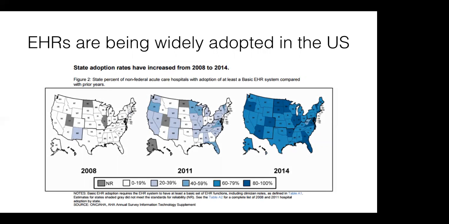Currently, with federal initiatives such as the CMS Meaningful Use Program, electronic health records have been widely adopted in the United States. And now we have all this data, but the problem is that these electronic health records are not organized by families.